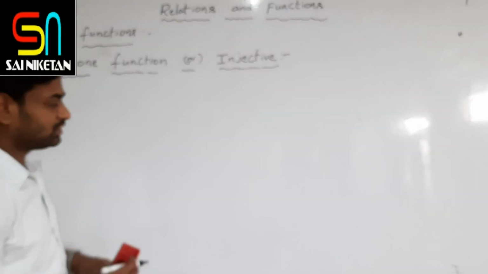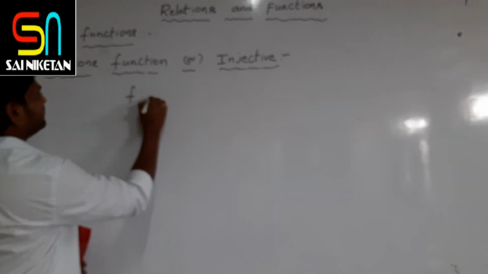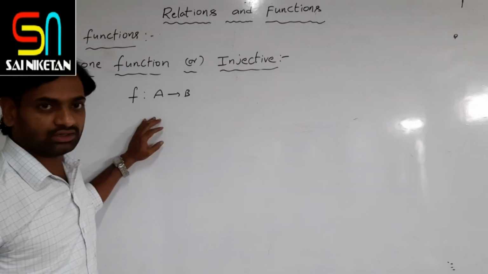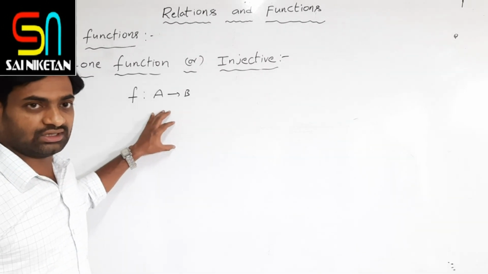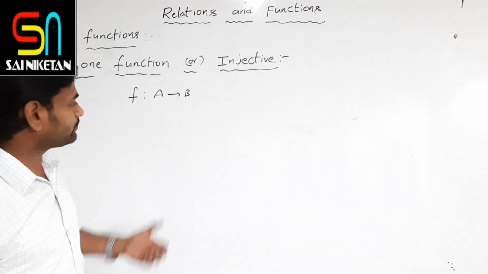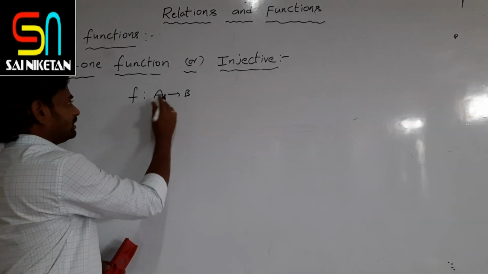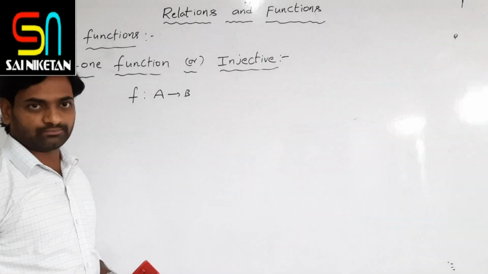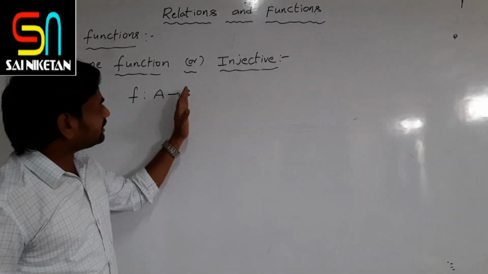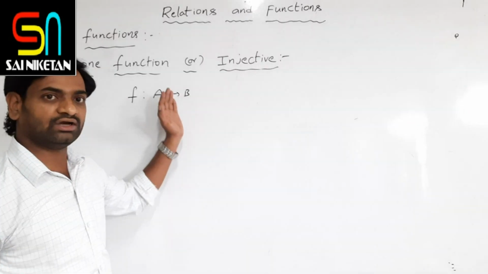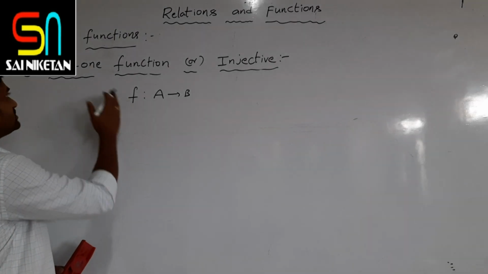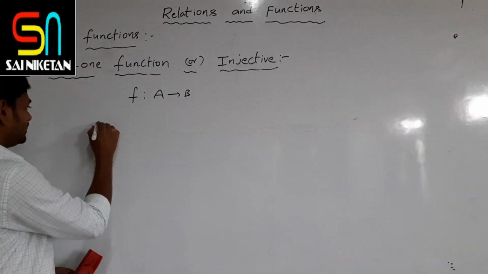Okay. Now see here, what is a one-one function? First I am taking some function f from capital A to capital B. You can say this function is a one-one function when different elements of set A have different mappings, or different images, in set B. Okay. Then you can say this function is one-one. Now see one example.